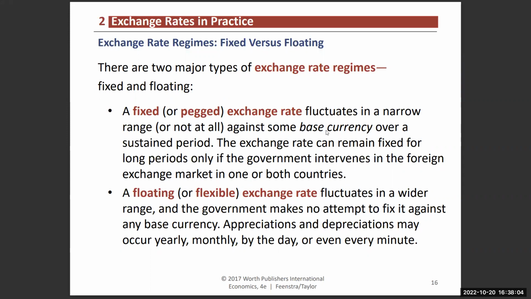And we have also flexible. So the exchange rate fluctuates in a wider range and the government makes no attempt to fix it against any base currency. So base currency means the most important currency in the world, which is, this is the first, what is the second? Yeah, and two more. Yeah, Japan yen. So these are four.